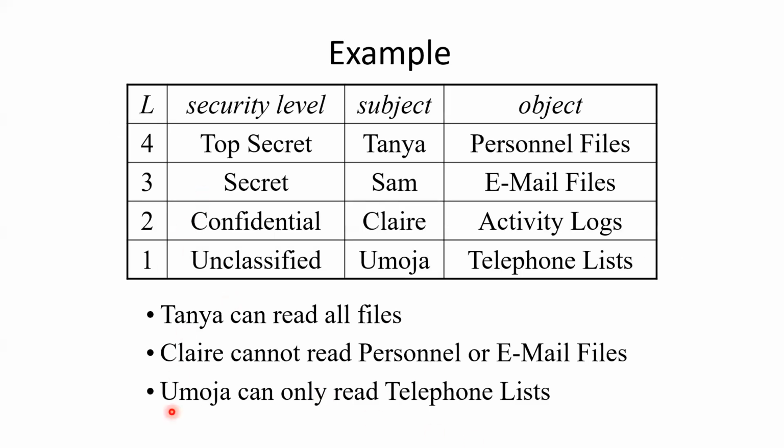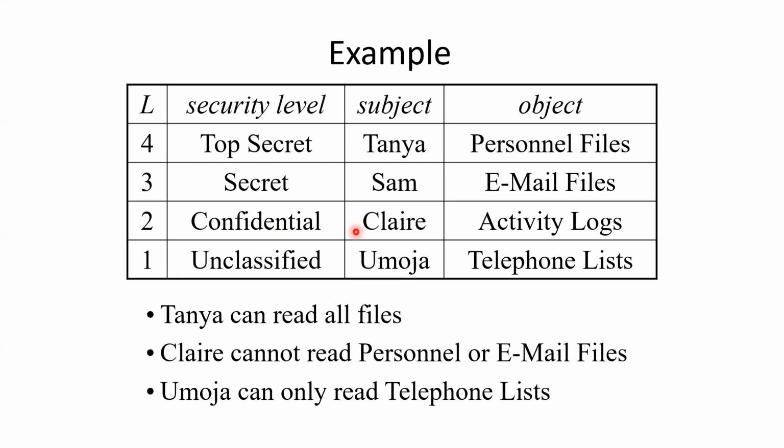Okay, we've got the four levels and the priorities: top secret, secret, confidential, and unclassified. Put some people at those levels, and maybe many people at those levels. I just put one for examples. And then there's some objects. And of course, there'll be many objects at each level, but I have examples. Okay. Tanya can read all these. Tanya can read all the files. She can read the personnel. She can read the phone list because she's top secret and she can read down.